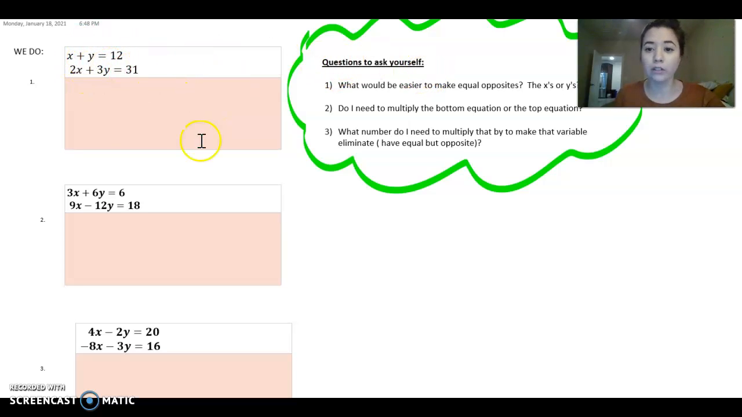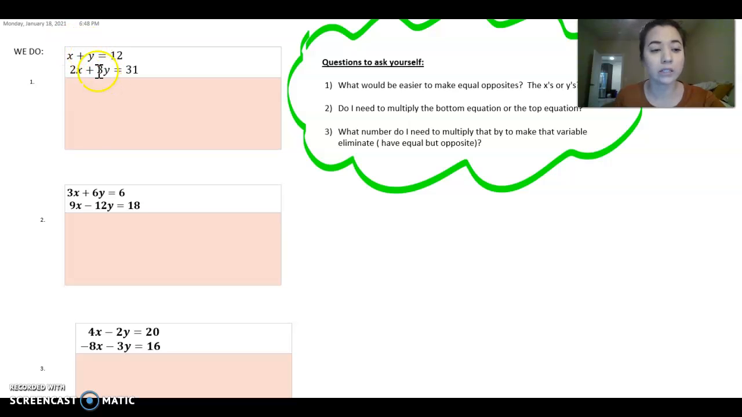So what we can do is multiply one of the equations by a number to make one of my variables eliminate. And I'm going to show you how that works. But some questions we can ask ourselves for this are, what would be easier to make equal opposites, the x's or the y's? So if we look at this first one here, to make an x, well, if you look at your x's, we have an x and then a 2x. So for my x's to cancel, this would need to be a -2.